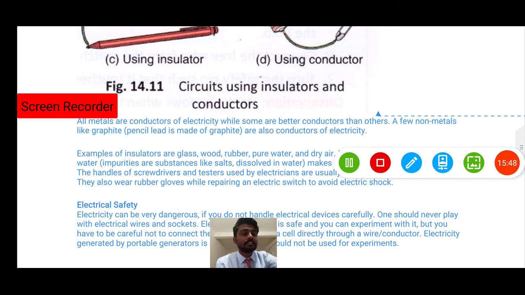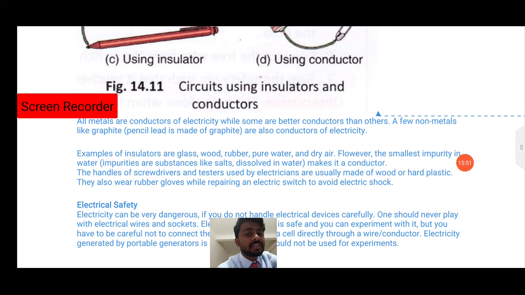Okay. See, students, just observe in our homes. The handles of the screwdrivers and testers used by electricians are usually made of wood or hard plastic. They also wear rubber gloves while repairing an electric switch to avoid electric shock. Because these hard plastics and wood are insulators. These are insulators.